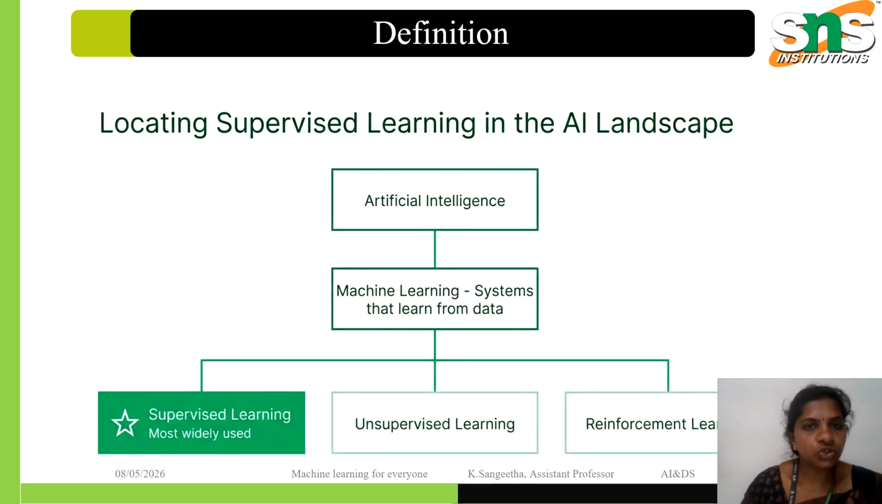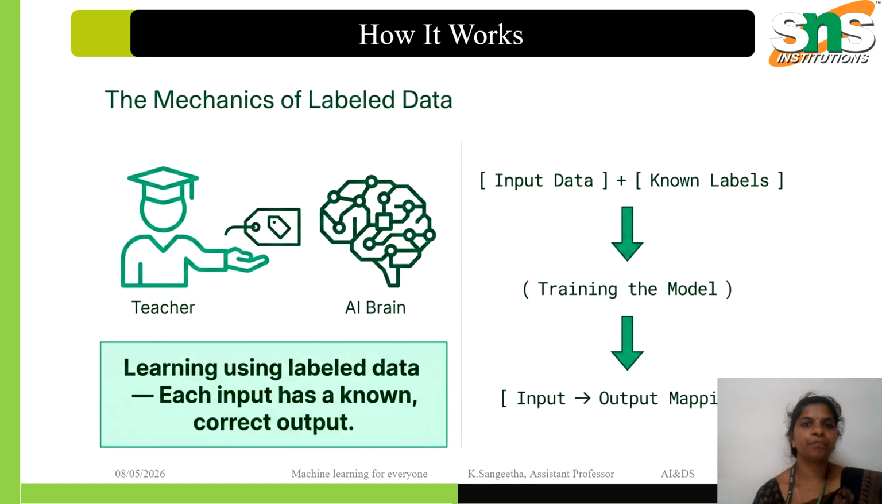Supervised learning is the machine learning technique where the model is trained using labeled data. Each training example contains two parts. The input, also called feature. The correct output, called label or target. The objective of the model is to learn the mapping between input and output so that it can predict the correct result for unseen data. For example, using past house details and their prices, the model can predict the price of a new house.